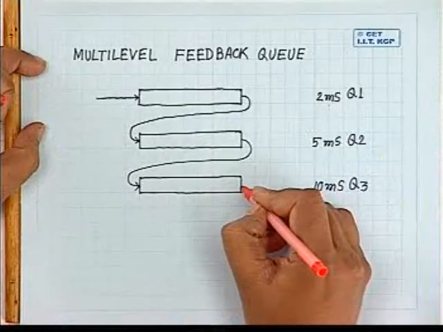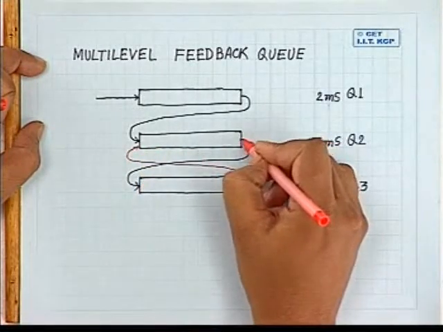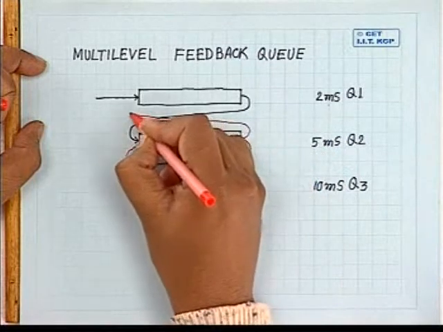Yeah. So what I said is that this is an option. I can have this provision. But at the cost of what? I must incur some cost for this.